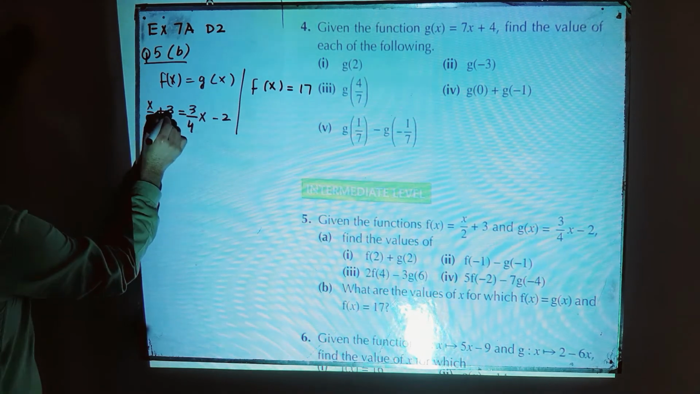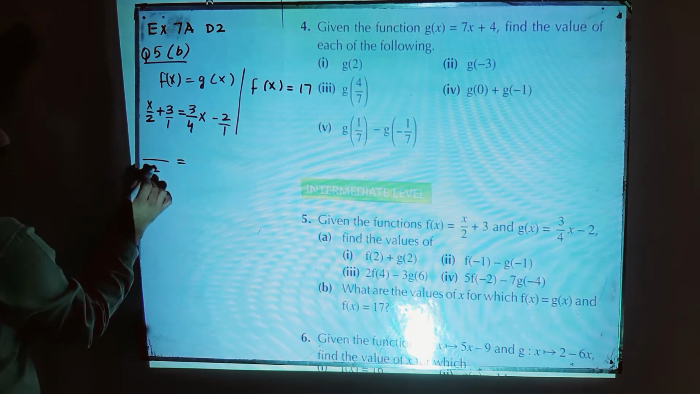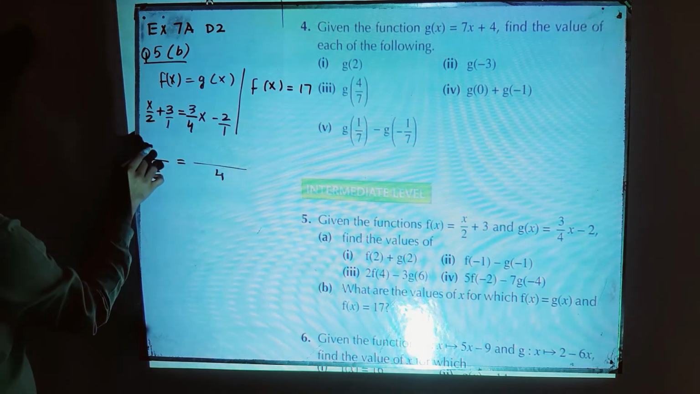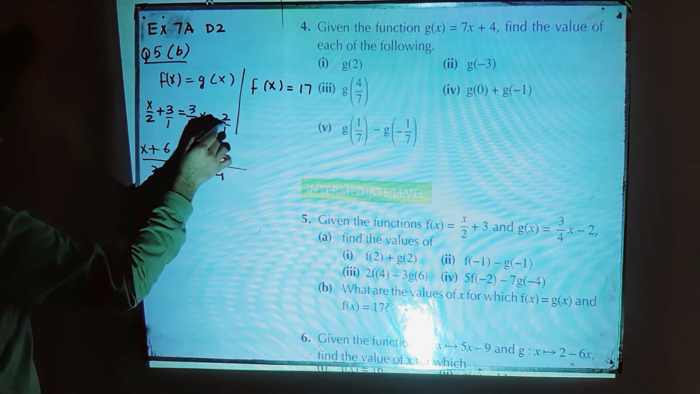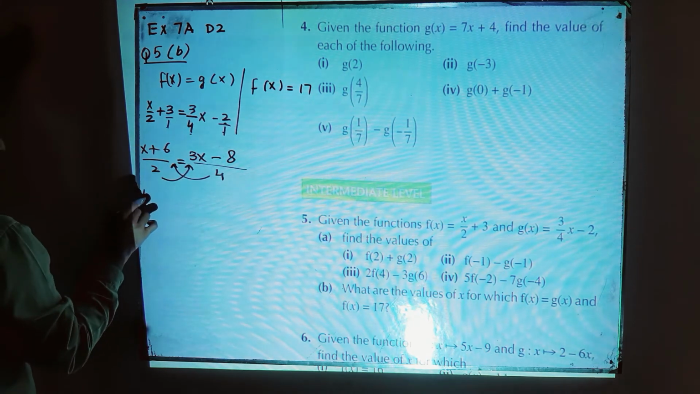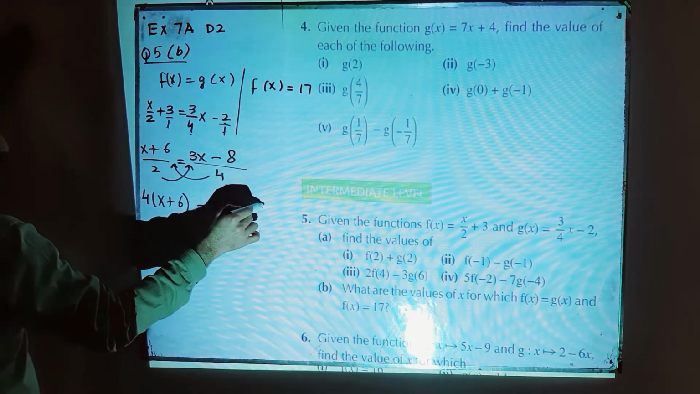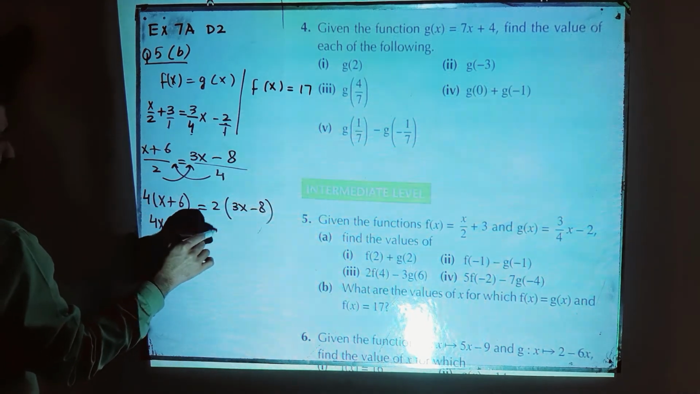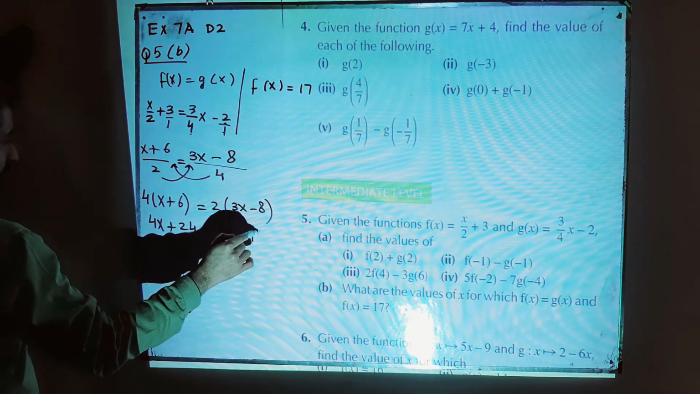So take LCM on the left as well as on the right side. Here you have got LCM 2 on the left, 2 into 1 is 2, and on the right 4 into 1 is 4. So 1 into x is x, 2 into 3 is 6, 1 into 3x is 3x, minus 4 into 2 is 8. Cross multiply now. 4 will be multiplied with x plus 6, 2 will be multiplied with 3x minus 8. 4 into x is 4x, 4 into 6 is 24, 2 into 3x is 6x, 2 into 8 is 16.